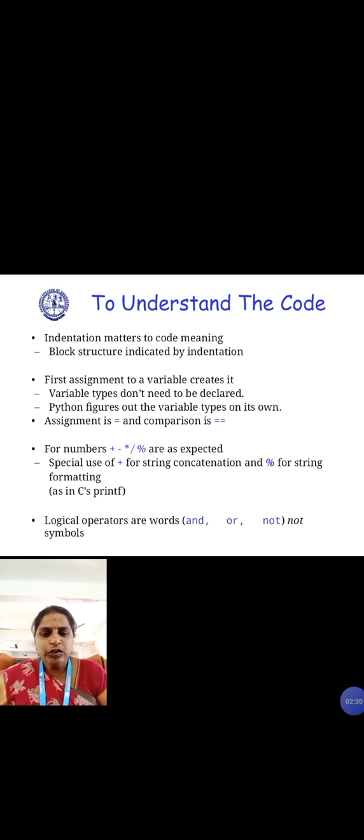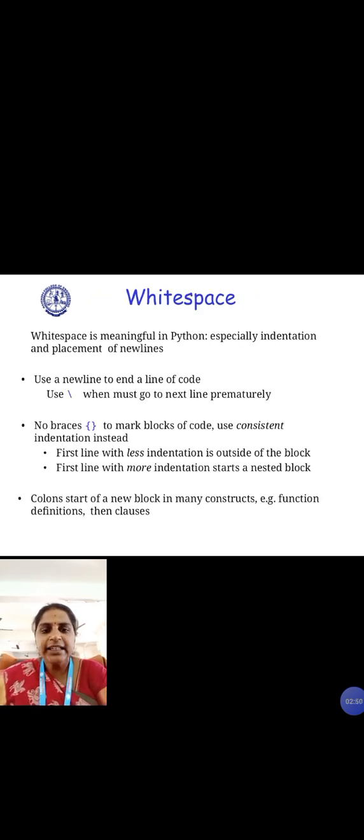If you are working with numbers, we can use the special string concatenation as a plus, and string formatting with the percentage symbol, as in C's printf. Logical operators are and, or, not. So these are some of the things we use in Python programming. Indentation is the important thing. If you are wrong in the indentation, that is the initial spacing, it is an error.